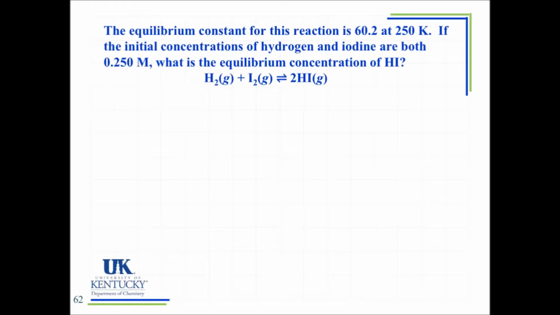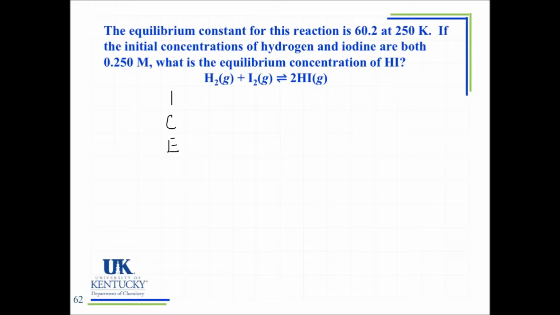Since this is an equilibrium problem, the first thing I want to do is set up my ICE table. That gives me a way to summarize the information that's given and figure out how I'm going to get to the equilibrium concentration of our product. So I put in I for initial, C for change, and E for equilibrium.